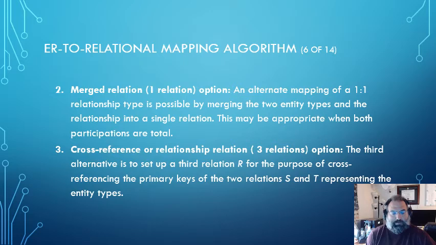Cross-referencing is the third type, or relationship relation. This is the three relations option. The third alternative is to set up a third relation R for the purpose of cross-referencing the primary keys of the two relations S and T representing the entity types.